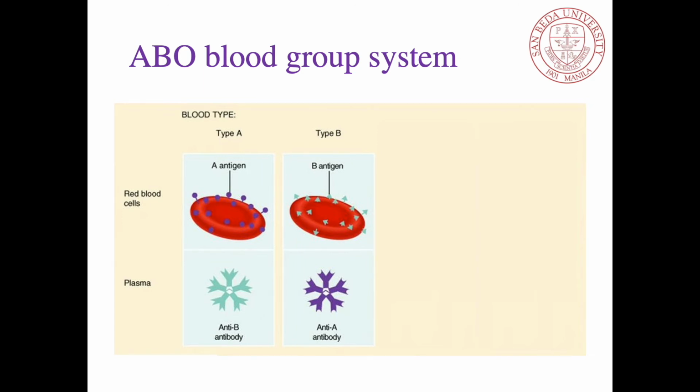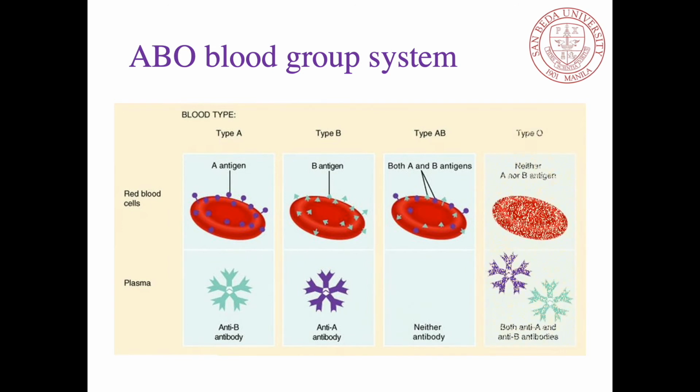plasma. Blood type AB individuals have both A and B antigens on their RBC surface, and neither preformed anti-A and anti-B antibodies in their plasma. Lastly, blood type O individuals have neither antigens on their RBC surface, but have both preformed anti-A and anti-B antibodies in their plasma.